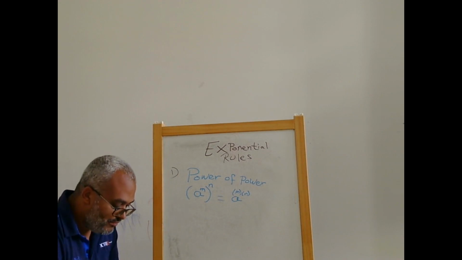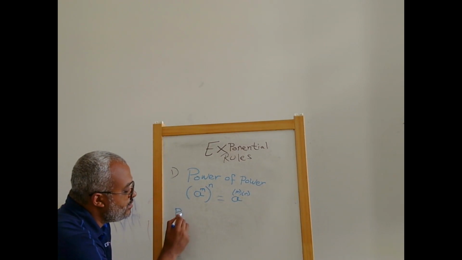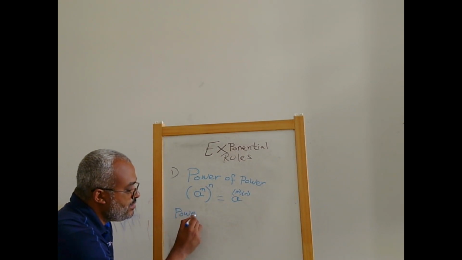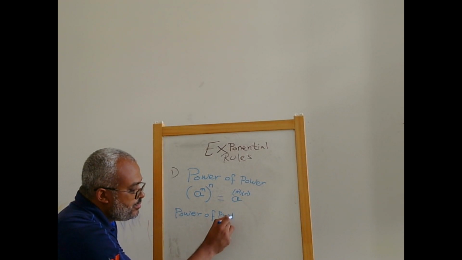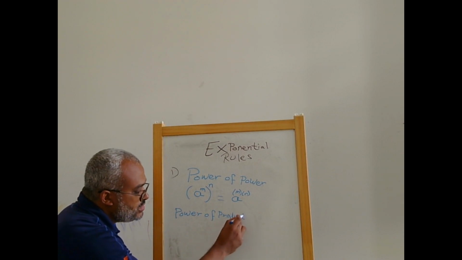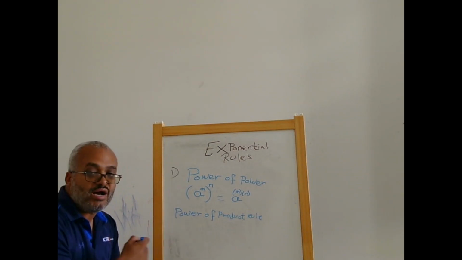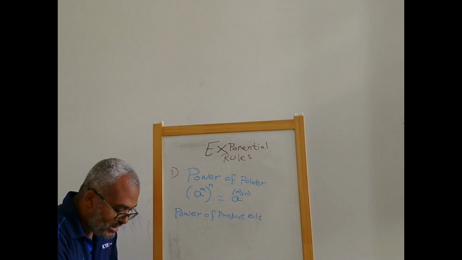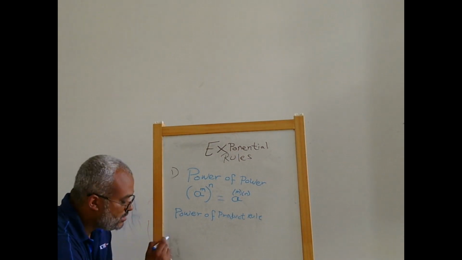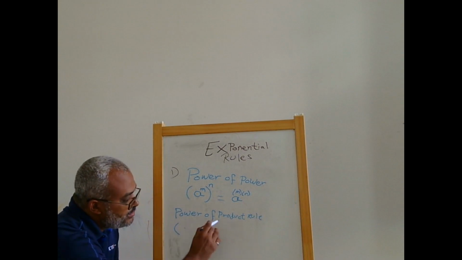Okay? The other rule that we have is called power of a product. Again, it's power. What is a product? Product is when you multiply. So what does it mean, power of a product? Let me give you an example. Power of a product means multiplication.